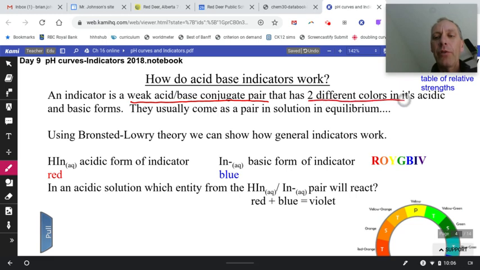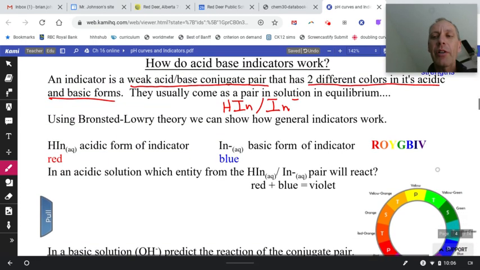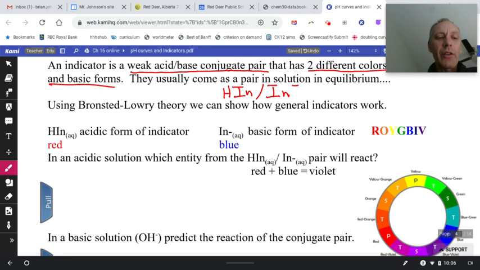And the pair has two different colors, an acidic form and a basic form. Okay, we write them generically as acidic, H indicator, and basic, In minus. So the only difference between those is an H plus. And remember that every conjugate pair differs by an H plus. So using Bronsted-Lowry theory, we can show how general indicators work.